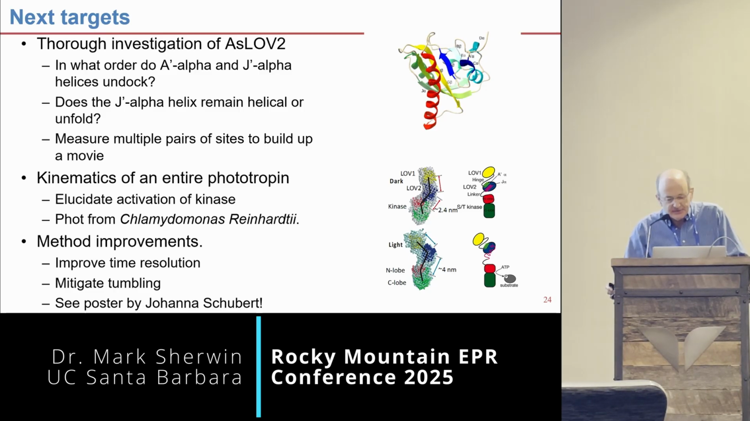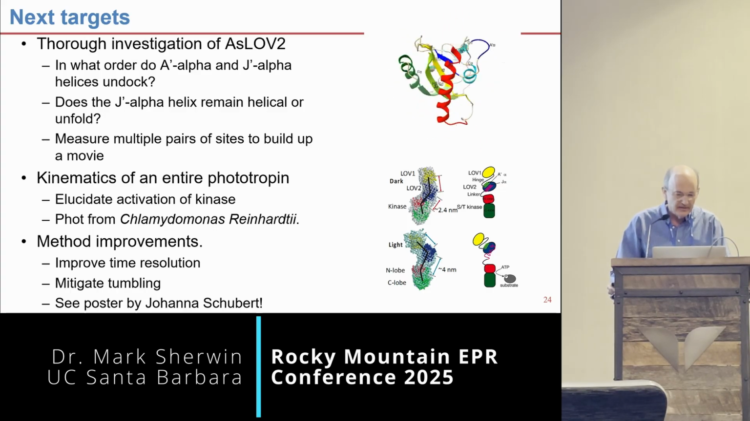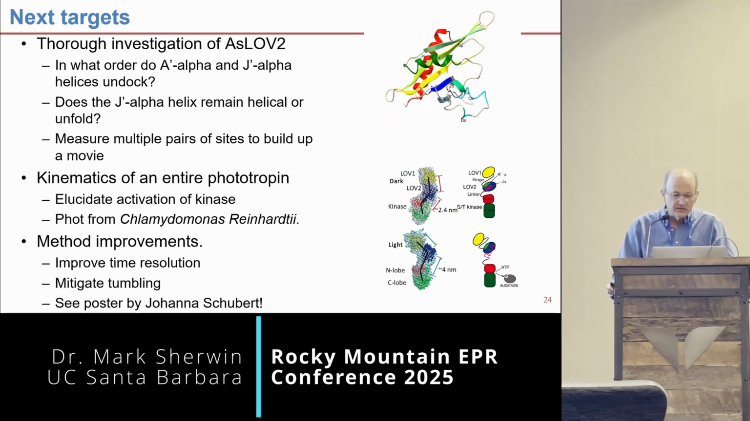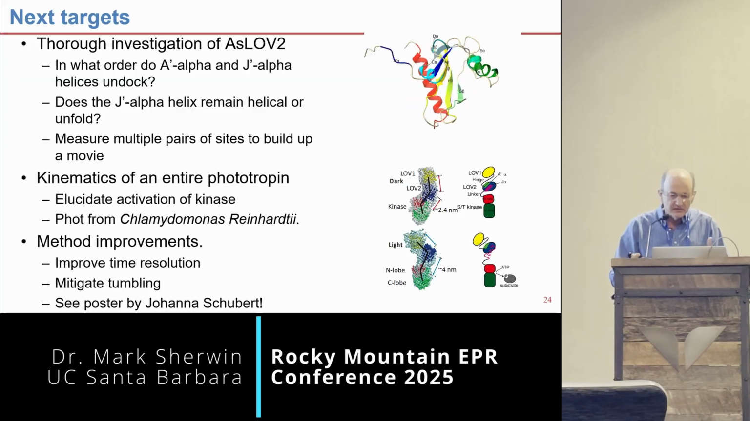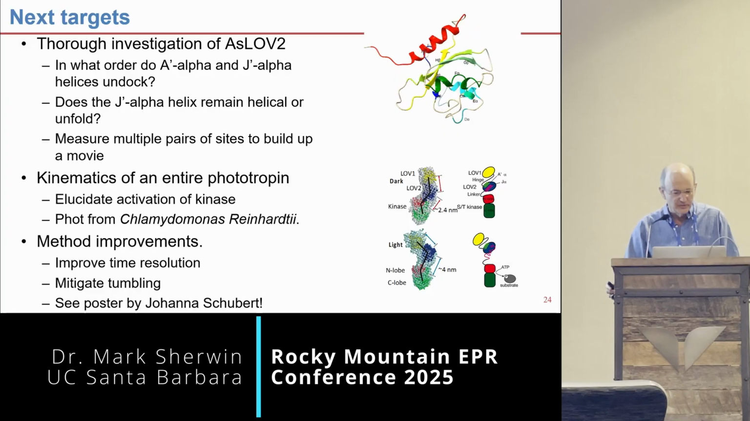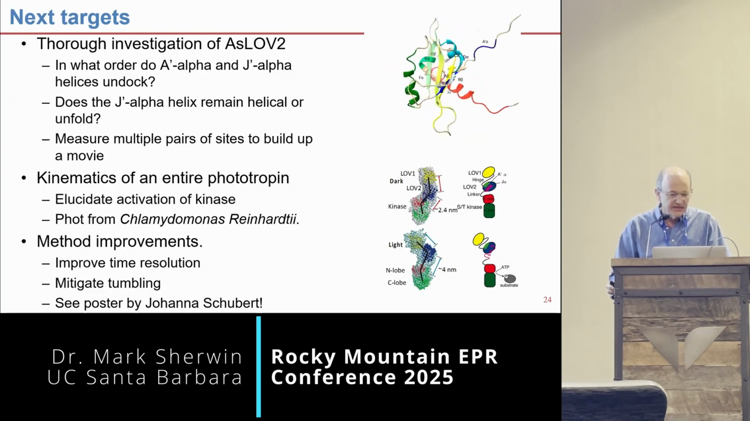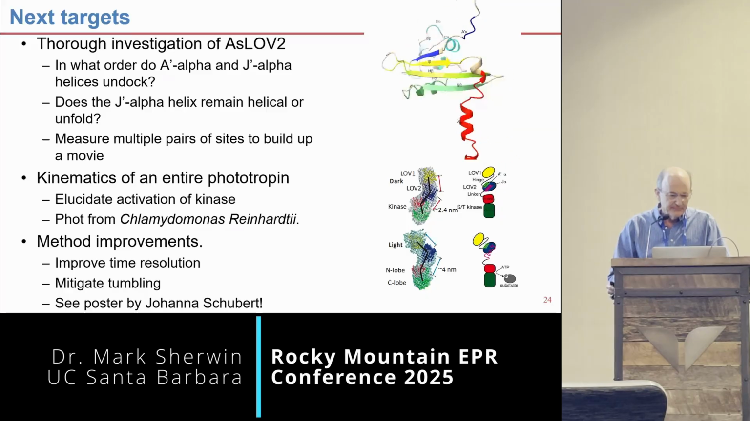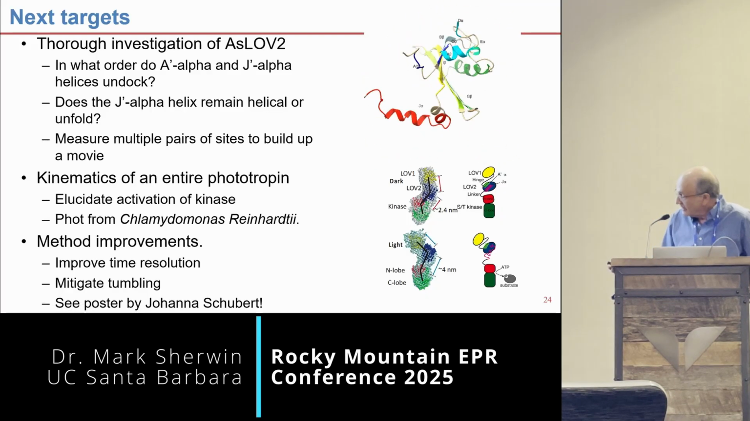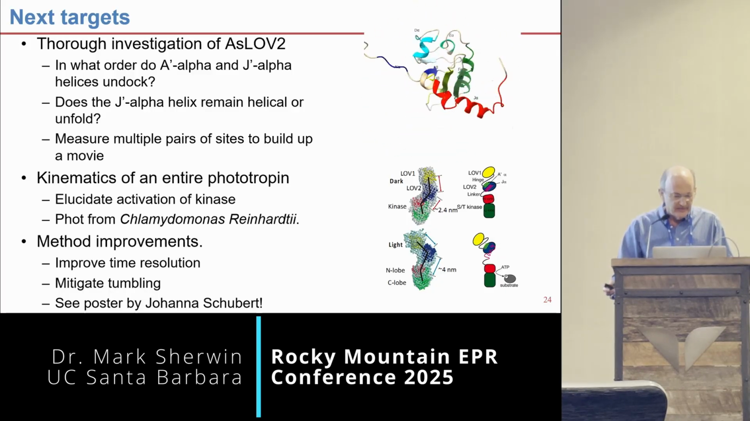So our next targets are a thorough investigation of ASLUF2. We'd like to look at what order various structural transitions occur in, and does the J-alpha helix remain helical as it unfolds, or does it actually start to disintegrate, as you'll see at certain times in this movie. And we'd like to measure multiple pairs of sites to build up a movie of this protein. I'd like to also look at kinematics of an entire phototropin to elucidate the activation of the kinase.